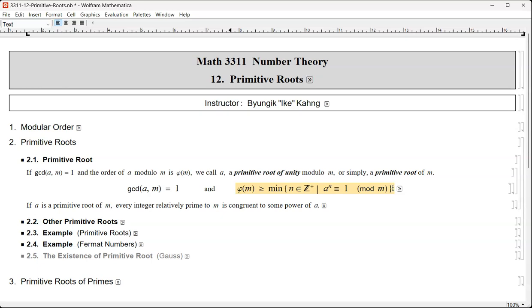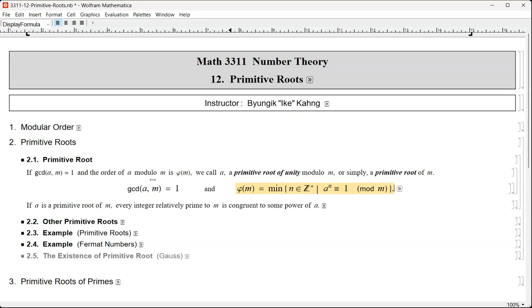Now that's when we looked at it from the viewpoint of phi of M. Now for given M, phi of M is fixed, and let's consider various A values given fixed M. The order of A modulo M can reach the maximum when we hit phi of M, because it has to be always less than or equal to phi of M. But for various A values for fixed M, it may hit the maximum of phi of M for a certain A value. Then such an A value is called a primitive root of unity modulo M, or simply a primitive root of M. See the idea?